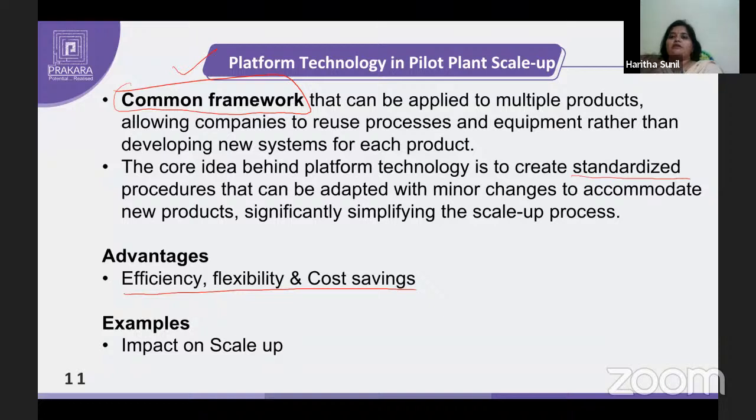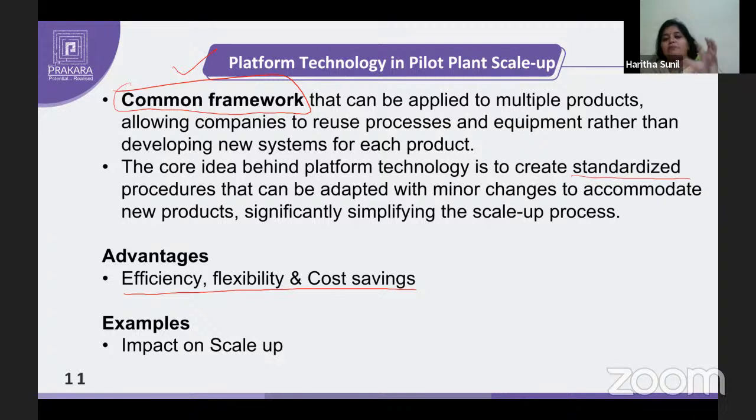Examples of platform technology: you can take continuous manufacturing. Like in traditional batch manufacturing, each step is completed before moving to the next, whereas continuous manufacturing eliminates this batch delay by allowing the process to run continuously. It also improves the efficiency and reduces the production time. Automated control systems and modular production units all come as examples under platform technology.